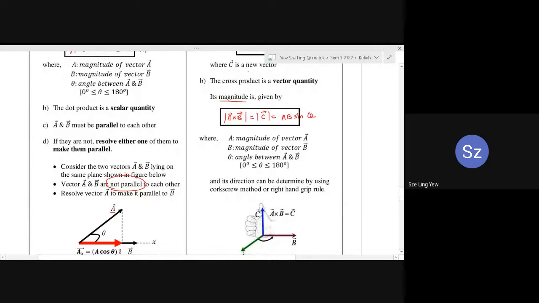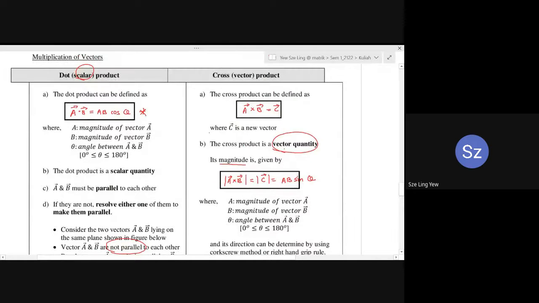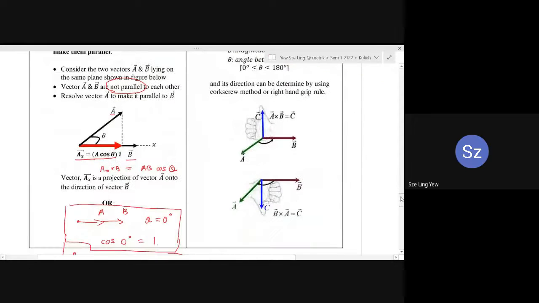Since you're looking at a cross product, a vector product, it will have a vector quantity. The result of a cross product is a vector quantity. The result of a dot product is a scalar quantity. So with a dot product, you don't have to look at the direction. But with a cross product, other than the magnitude, you also have to know how to determine its direction. The magnitude can be calculated using AB sine theta, and for the direction, you can use your right hand.